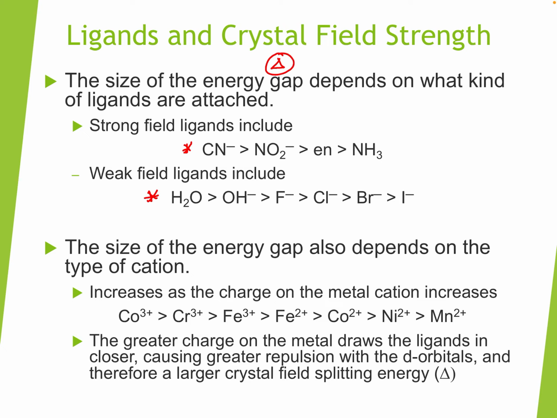The size of the energy gap also depends on the type of cation, like I was talking about before. In general, really large charges are going to have a really large splitting energy, whereas smaller charges do not. This is because the greater charge on that metal ion is going to draw those ligands in closer. And if it draws those ligands in closer, then we're going to have greater repulsion with the d orbitals and any paired electrons or lone pairs that exist in there. And again, more repulsion will give us a larger crystal field splitting energy.